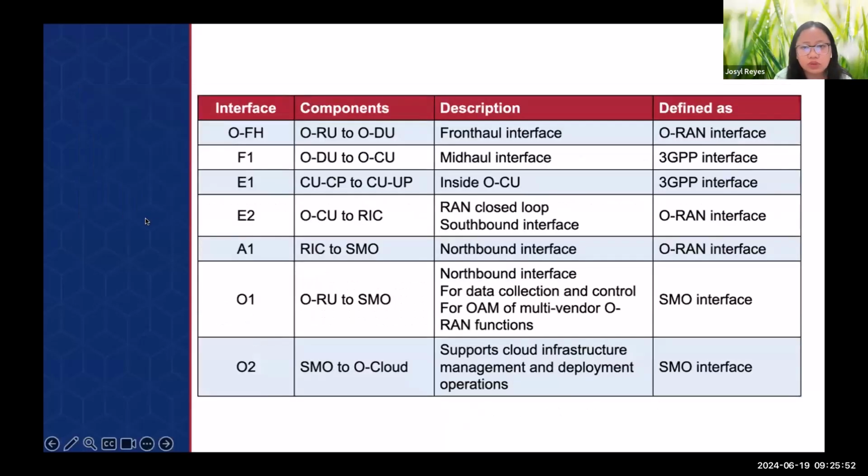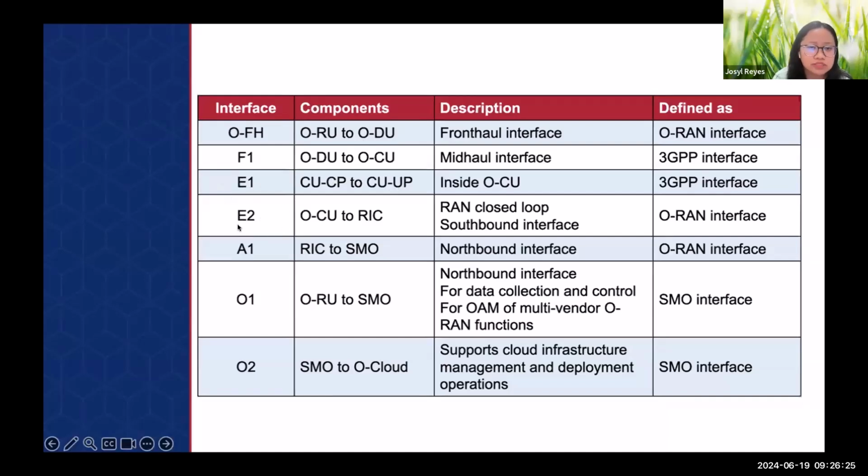Yeah, so this is also one way of viewing the different interfaces if you want to see more text detail. But essentially, all of these are defined in the block diagram, in the architecture. Again, fronthaul between RU and DU. F1 is the midhaul interface between DU and CU. E1 is just within the CU, connecting the control and the user plane.